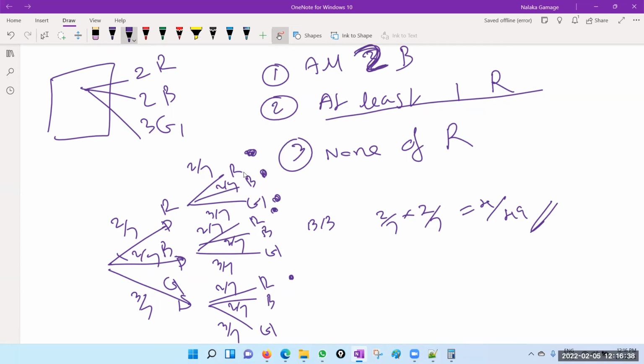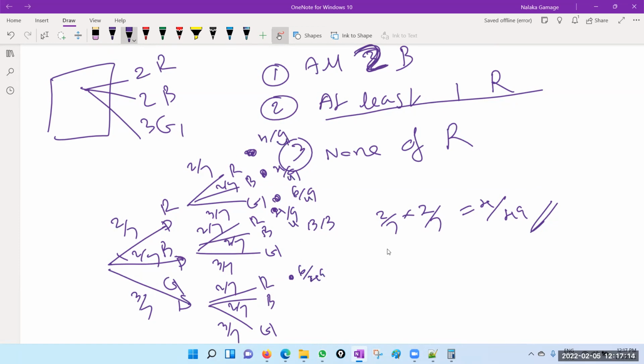So then we have to find the individual probability. So this is 4 divided by 49. Okay, 2 into 2 is 4. This is 2 into 2 is 4, 4 divided by 49. This is 2 into 3, 6 divided by 49. So this one is 2 into 2 is 4 divided by 49. And this is 3 into 2, 6 divided by 49. Now we have to add it.